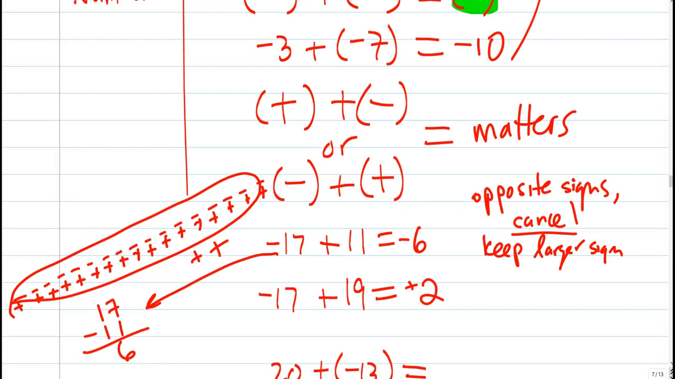So when I have negative 17 plus 19, I take the larger number. I cancel out the smaller number, because they're going to cancel out and leave me with 2. But 2 what? We had 2 more positives. So that's what we're left with. So same sign, we combine. When I have opposite signs, the answer matters. It changes. They'll always cancel, but it won't always be positive, it won't always be negative. It always depends on which one has a larger sign.